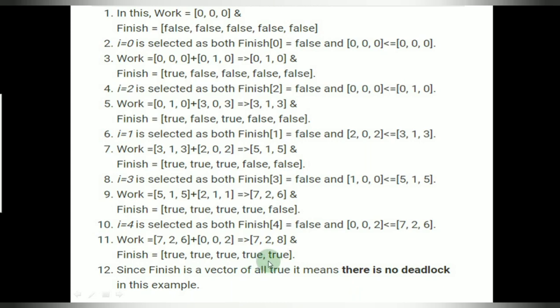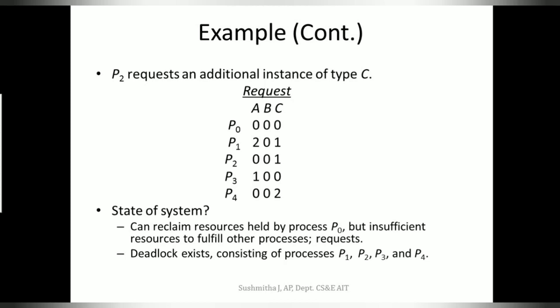Now let us again see another example where it shows that there is a deadlock. Now consider this new request. Now I have changed the request matrix. It is not like before. You can see P2, which was previously 000, is changed to 001. So it is requesting an additional instance of resource type C.